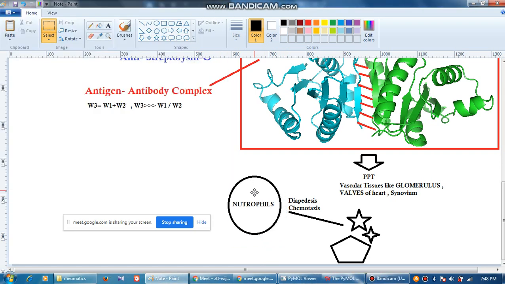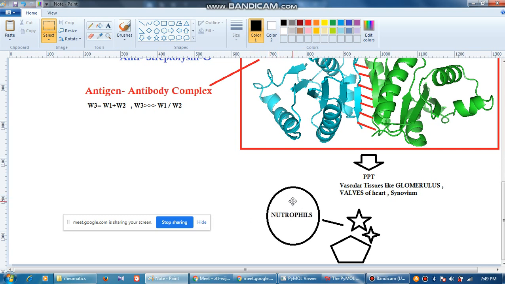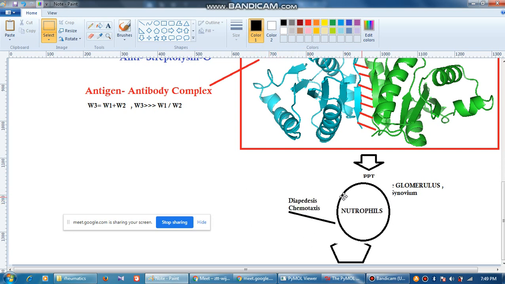You see this small animation, okay, you will understand. Now this is the neutrophil, it's ready for the elimination of this antigen-antibody complex. So it will come due to chemotaxis, by diapedesis it will come and try to eliminate it. While eliminating it, it will also eliminate the tissue where it has been deposited. Can you get it, so you can see, no?